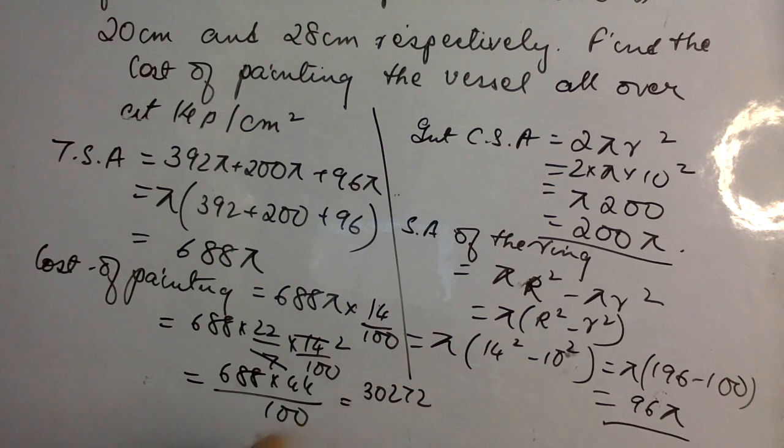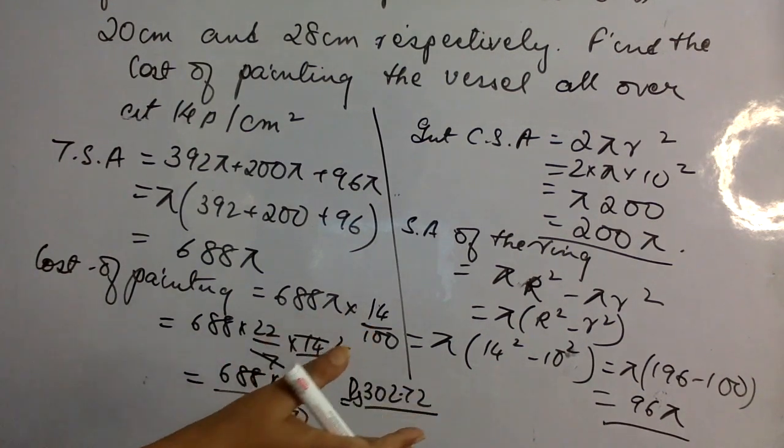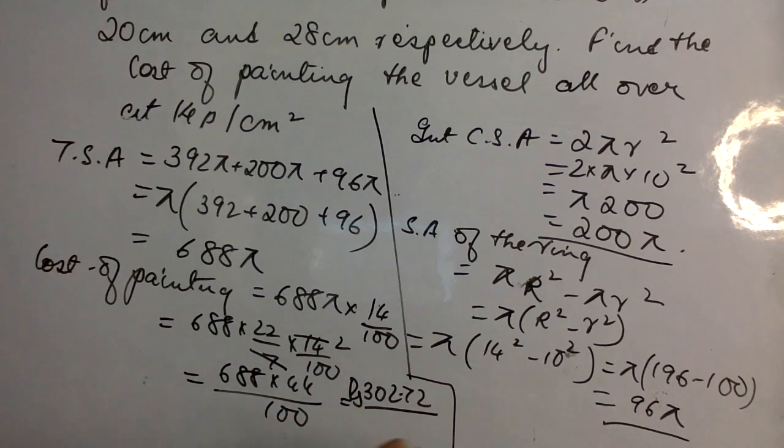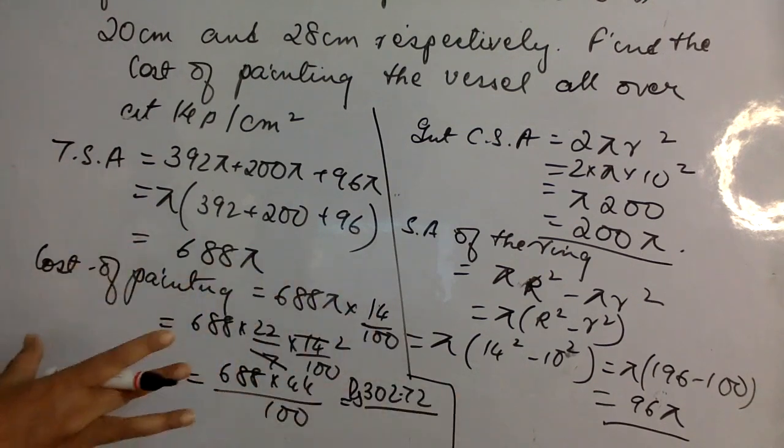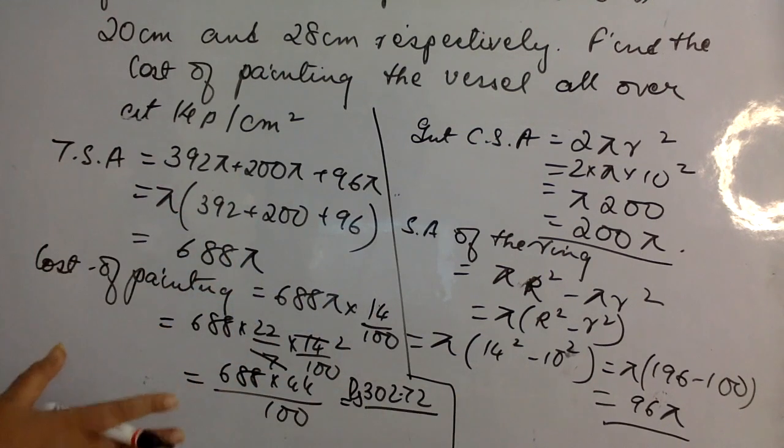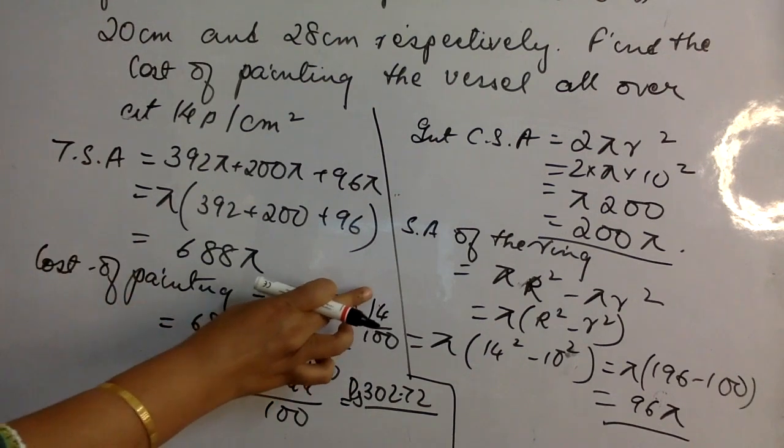30272, when divided by 100, gives us 302.72. So rupees 302.72 paise. So 302 rupees 72 paise is our answer. That is the cost of painting this hemisphere all over when the cost of painting is 14 paise.